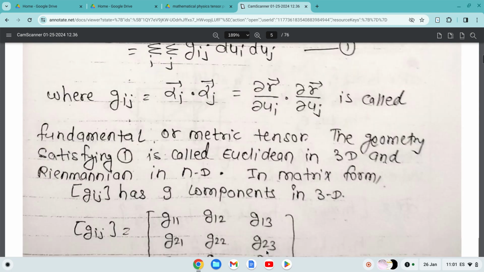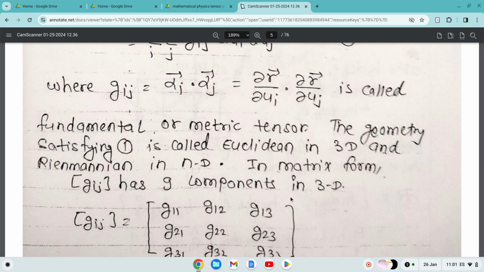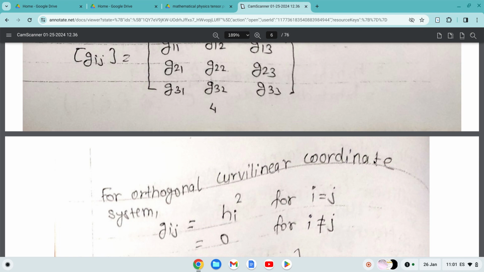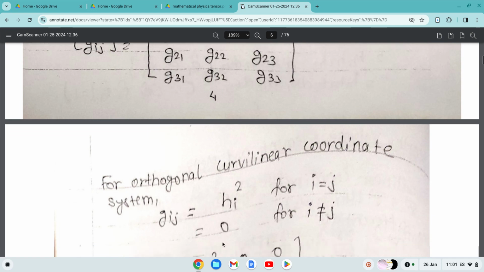In the matrix form, you may write here, and G_ij has a G component in 3D. You might have seen the 3 into 3 matrix in your mathematics. You may write this component this way as well. All right, this is your system. If you want to get the orthogonal curvilinear coordinate system, you can have g_ij equal to h_i square for i and j. For i equal to j, all the values would give you an h_i square value, and if i and j are not equal, then the whole value of g_ij would be 0 for this orthogonal curvilinear coordinate system.